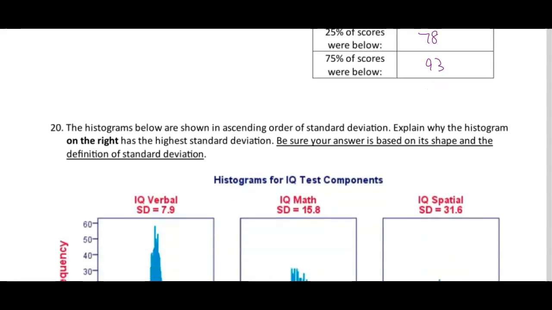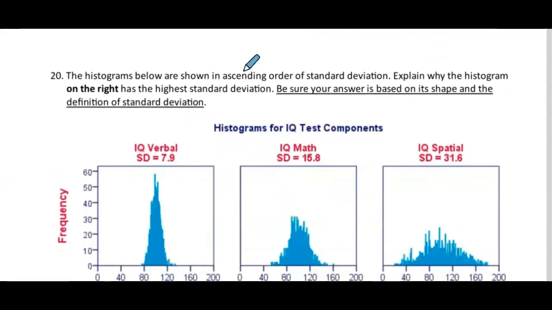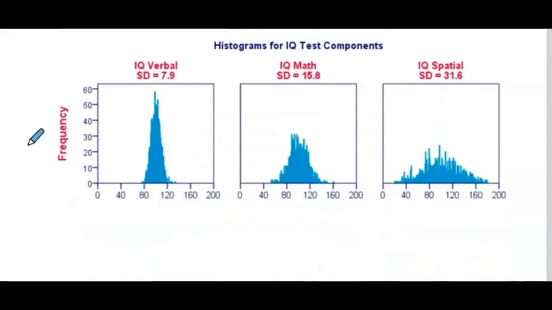All right, number 20. Histograms are shown in ascending order of standard deviation. Explain why the histogram on the right has the highest. Be sure your answer is based on its shape and definition. Okay, so if you look at the standard deviations, we have 7.9, 15.8, 31.6. The highest one is on the right side, so why is that?